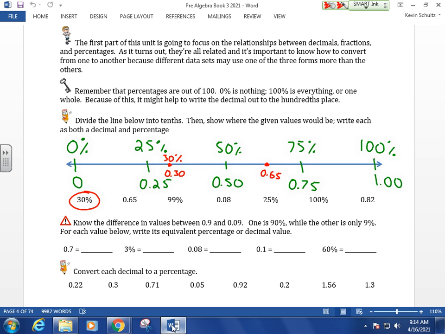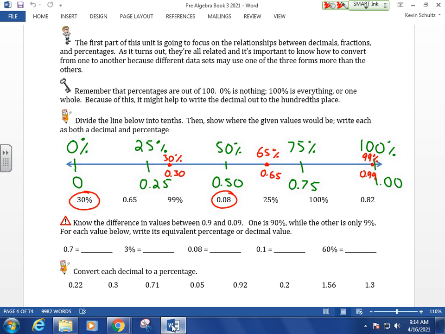0.65, what percentage does that correspond to? Aiden? 65%. 99%, that's going to be tucked right up next to that 100%, which if it's 99%, what's the decimal value of that? Anybody? Everybody? 0.99. Okay.